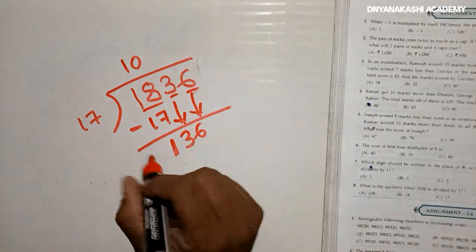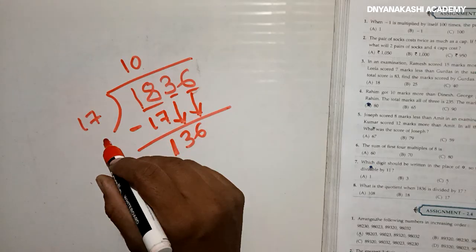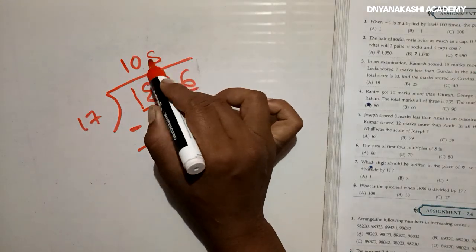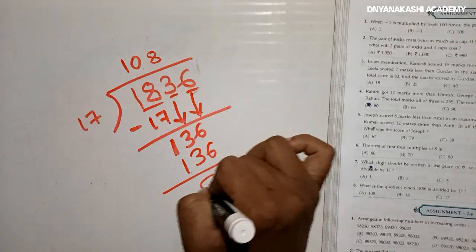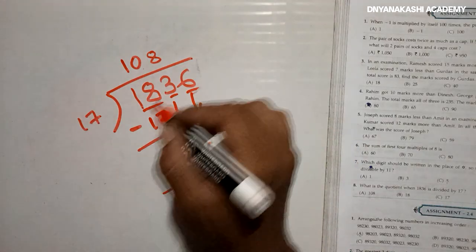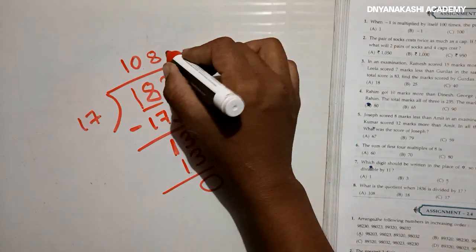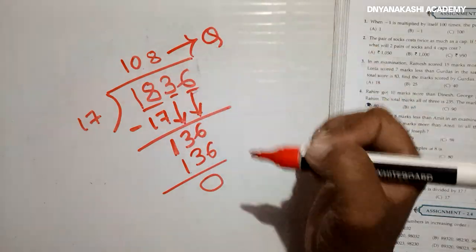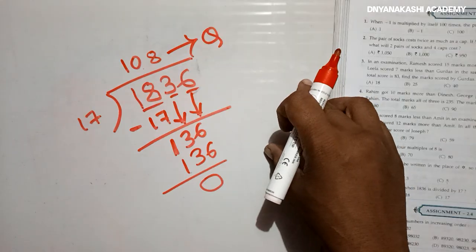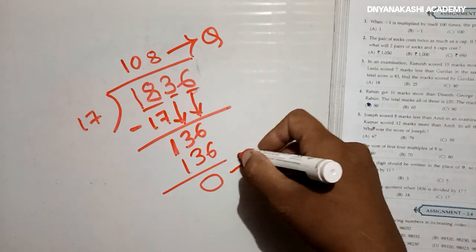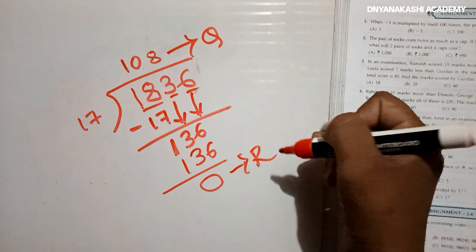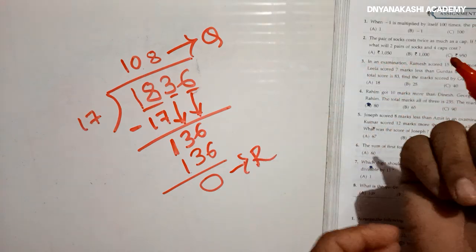Okay, 136 is divisible by 17. 17 8s are 136. Our remainder is 0. What is the quotient? The quotient here is 108. Suppose in this question, what is the remainder? 0 is our remainder. Okay, questions like these are coming here.